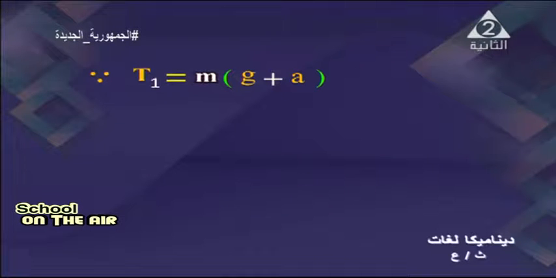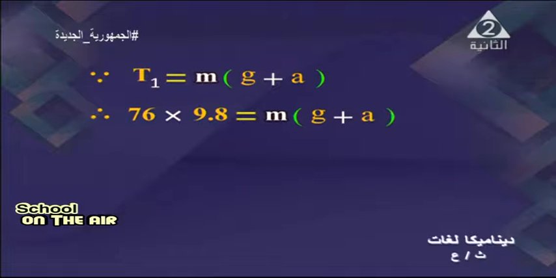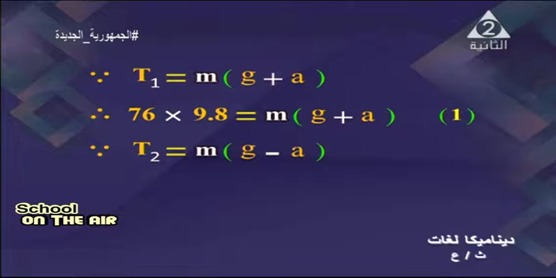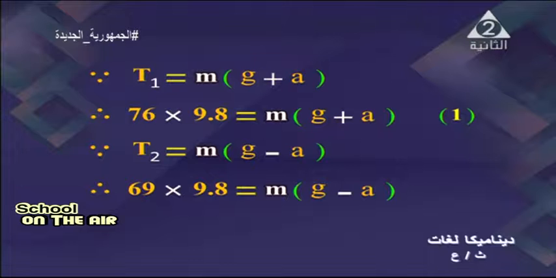When the lift is moving upwards, then T1 equals M multiply G plus A. T1 equals 75 kilogram weight. 75 multiply 9.8 equals M times G plus A. In the second case, T2 equals M multiply G minus A. T2 equals 69 kilogram weight, then 69 times 9.8 equals M multiply G minus A.